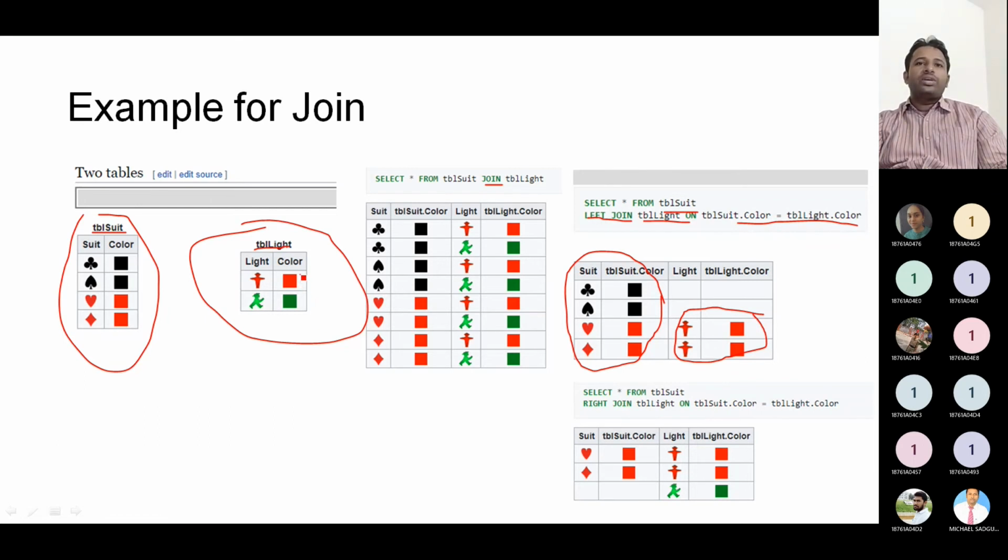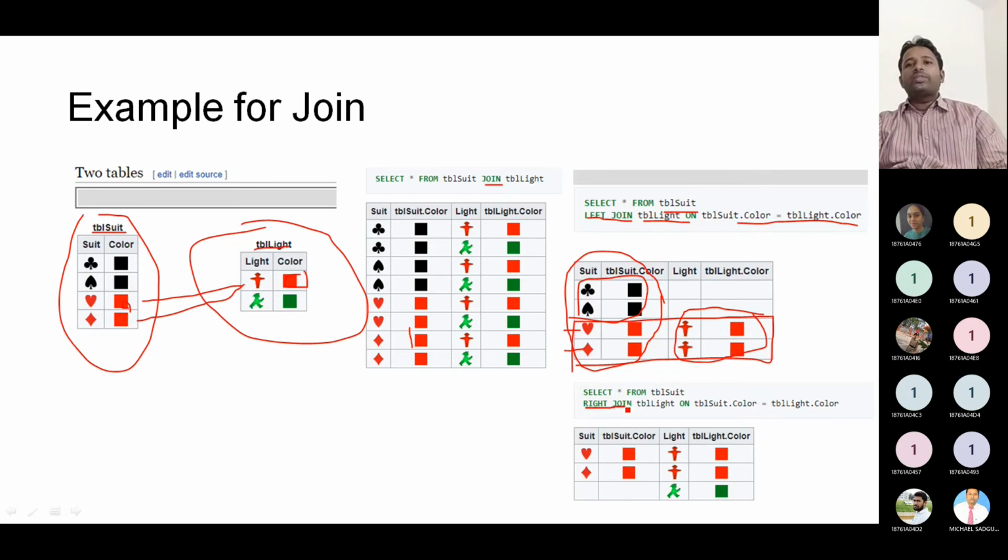So the color is red, and here also the color is red. So the third row is combined with the first row, and the fourth row is combined with the first row. Because of that we got two here. So this is the third row and fourth row in the first table combined with the first row in the second. That's it. This green is not matched, that's why it is not displayed, and it is left out. The left out things on the left side, that's nothing but black, are also placed inside the output.